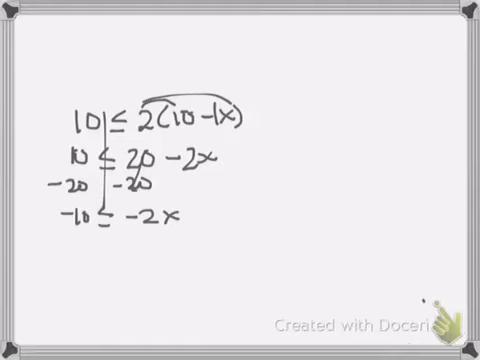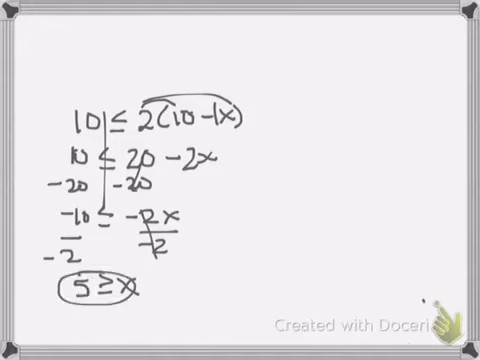To remove the negative 2 from the x, I have to divide. Since it's being multiplied, I'm going to divide by negative 2 on both sides. At this point, I'm dividing by a negative, so that means I have to flip my inequality. Notice it's no longer less than or equal to, it's now greater than or equal to. And on the right side, it's a 5. So this says 5 is greater than or equal to x.